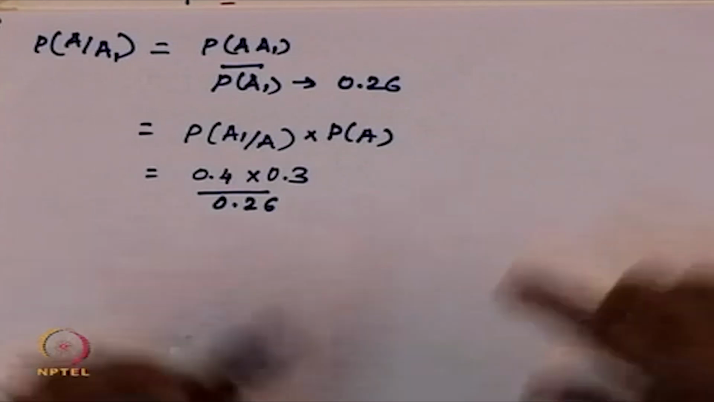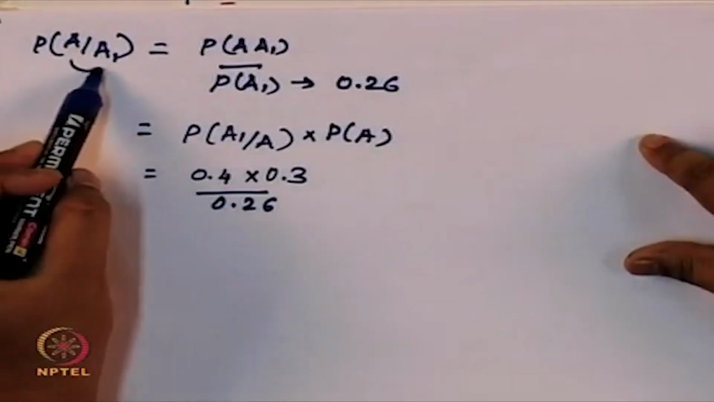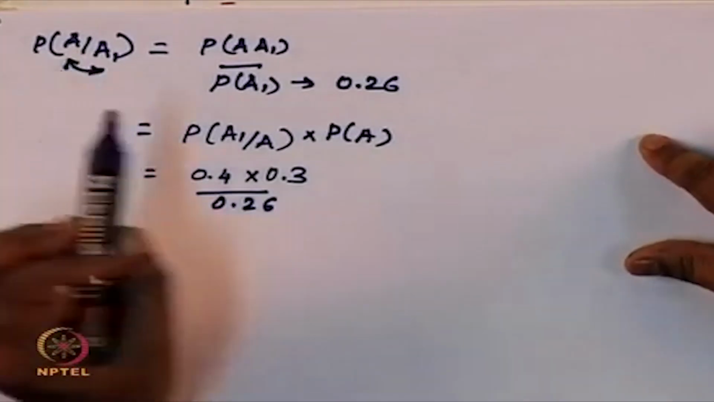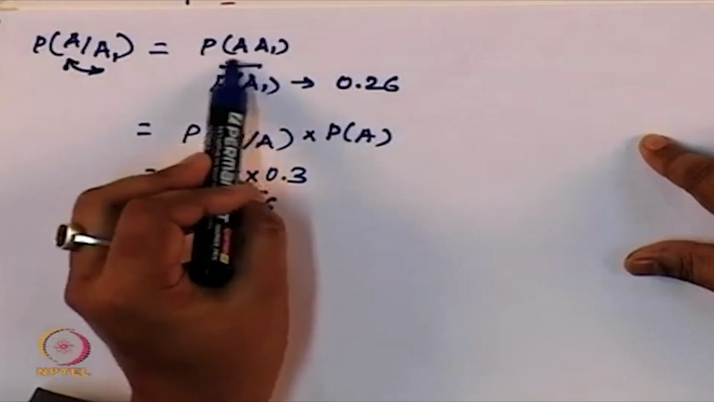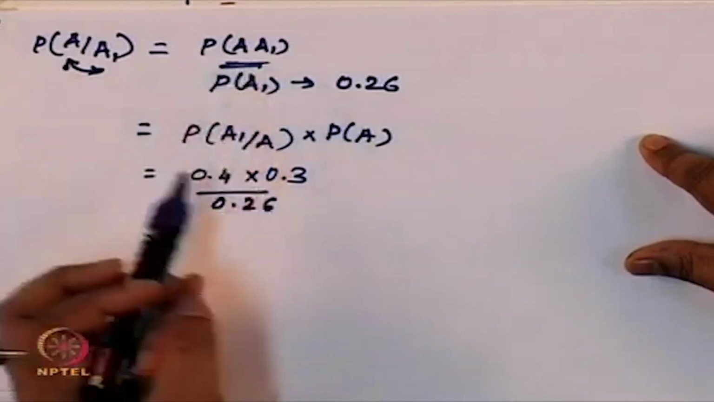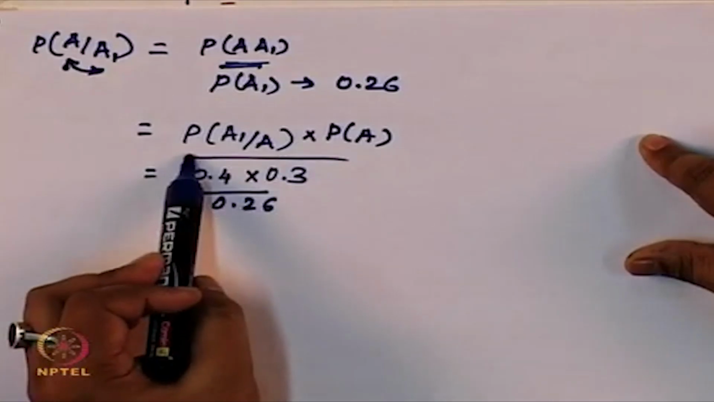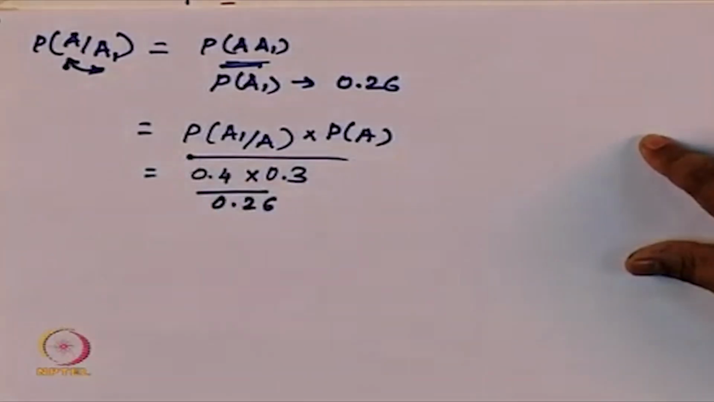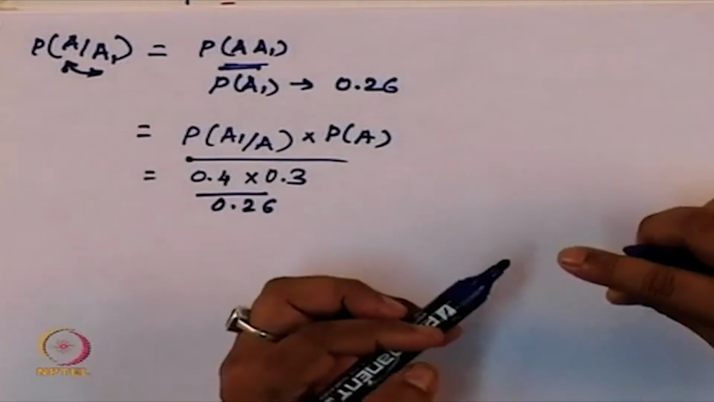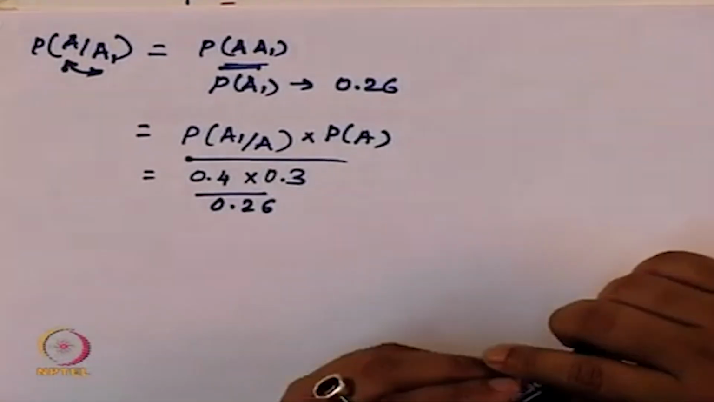In order to calculate probability of A given A1, you can convert the joint or intersection probability into a reverse conditional probability statement of A1 given A, and into probability of A. So, this is how you can change the direction of conditioning of your statement.